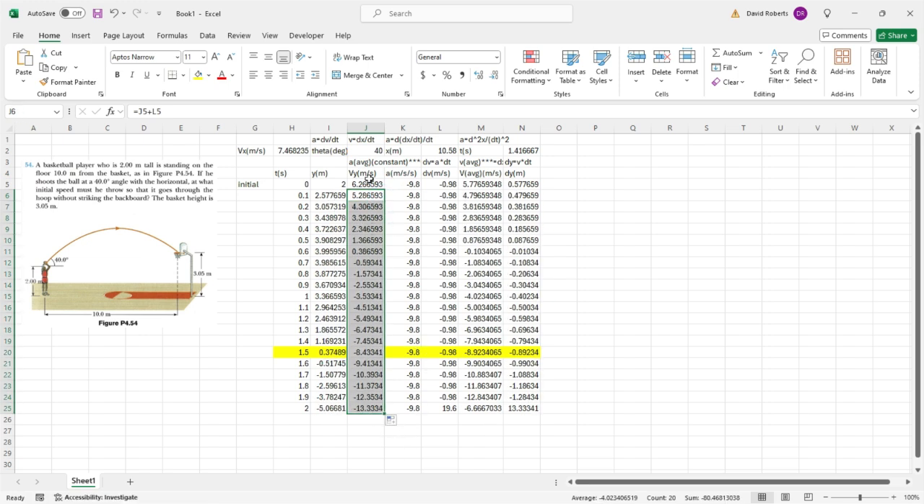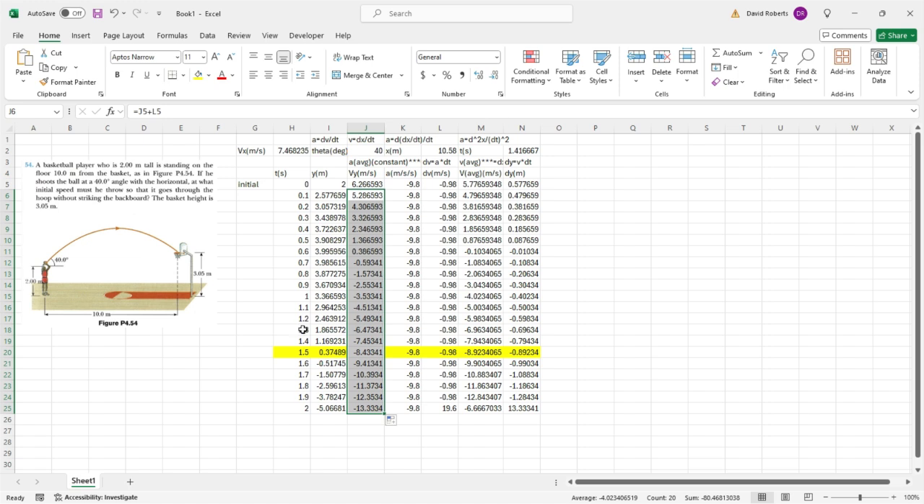Cool. So now we have a velocity in the y direction decreasing, hitting a 0, and then at time point 6, so at 1.7, it should be back to that same velocity. Okay, so that's all checked out.